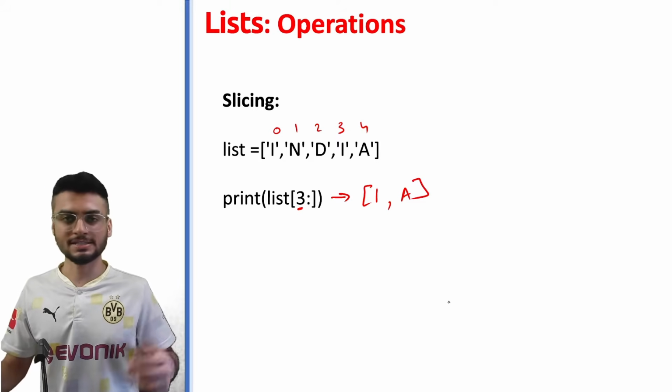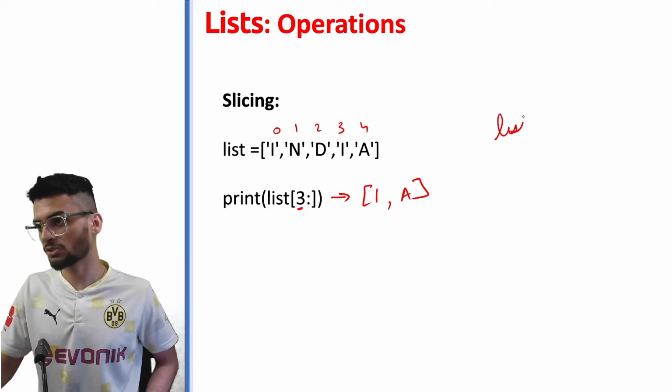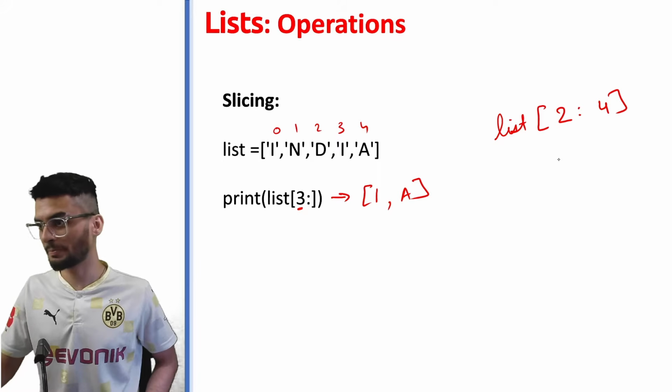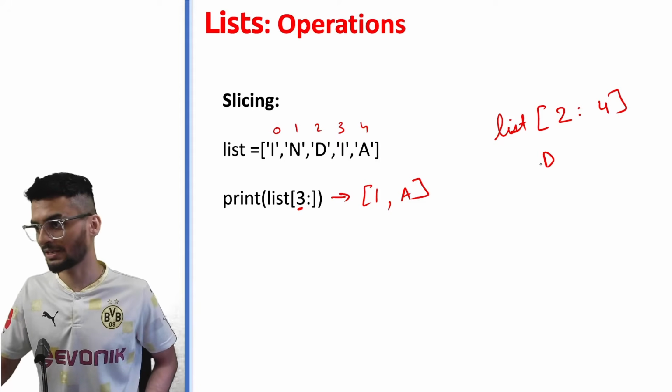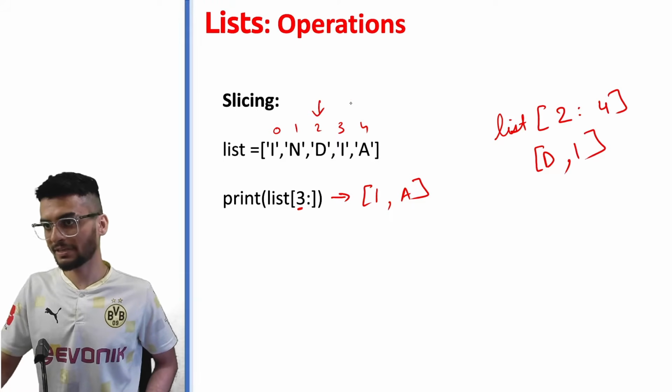So I hope you understand how list slicing works. मैं यहाँ पर कुछ और भी दे सकता हूँ, something like this. List starts from 2 to 4. Now the things which would be printed will look like this. Second element would be printed and the third as well.